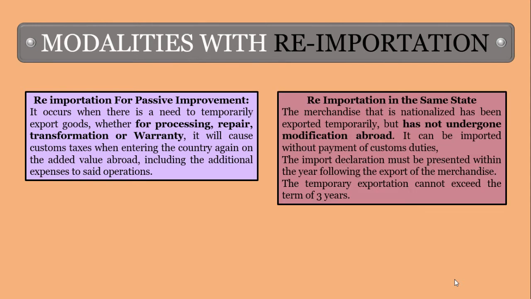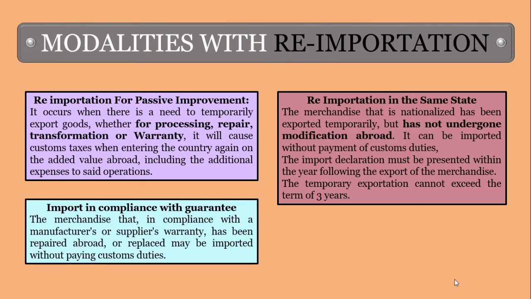The re-importation in the same state. The merchandise that is nationalized has been exported temporarily but has not undergone modifications abroad. It can be imported without payment of customs duties. The import declaration must be presented within the year following the export of the merchandise. The temporary exportation cannot exceed the term of 3 years.